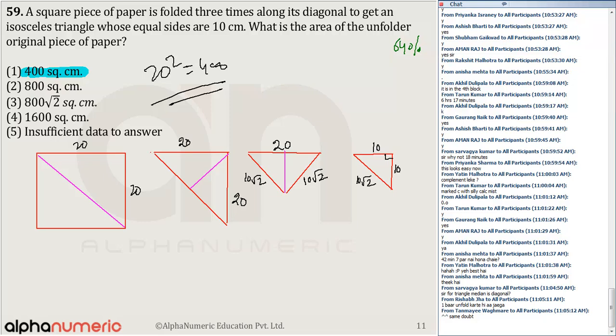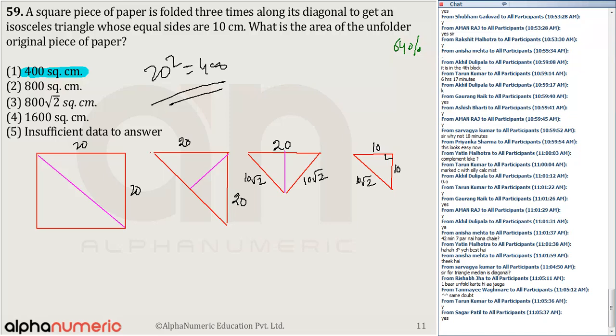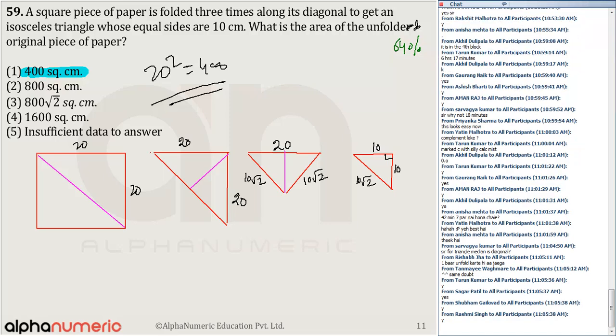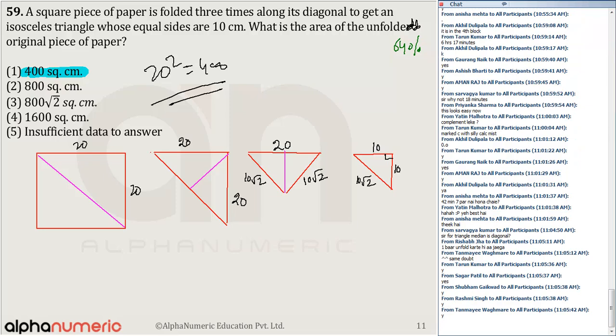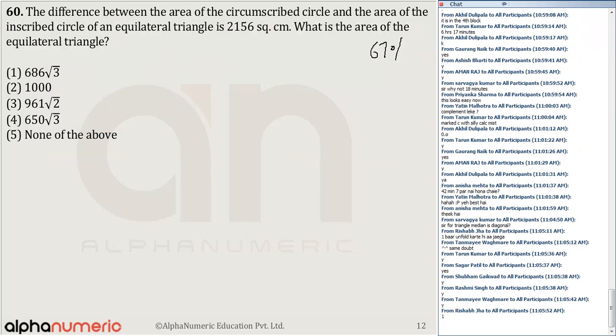ठीक है. Any doubts to anyone now? Should I move ahead? ठीक है, चलो. 60. Let me see how many of you have attempted this question. 67% of you have left this question.